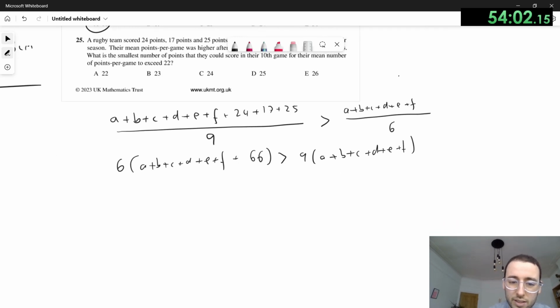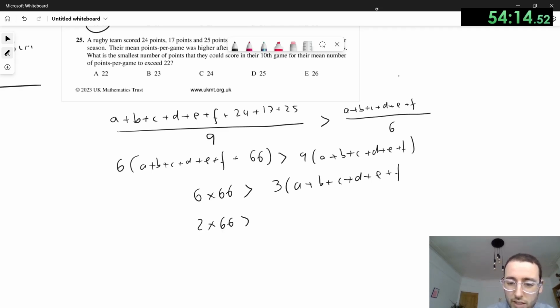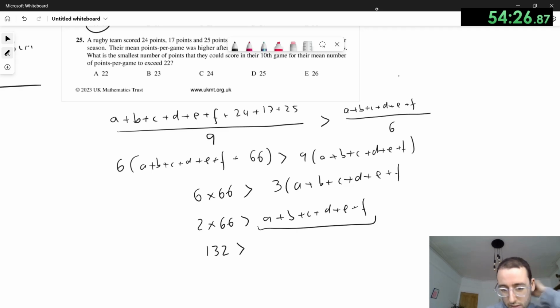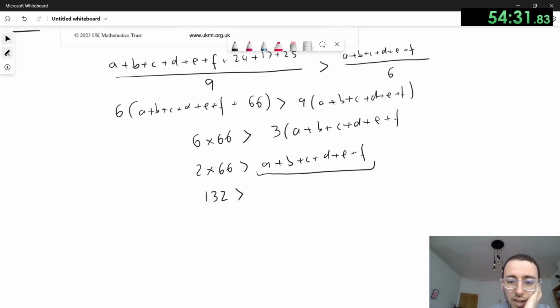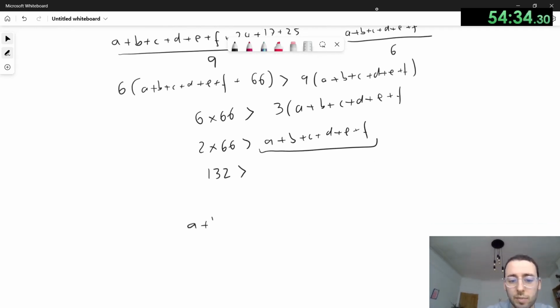Then if I subtract that, I've got 6 times 66 is bigger than 3 lots of A plus B plus C plus D plus F. And then divide by 3, I've got 2 times 66 is greater than A plus B plus C plus D plus F. So those first few digits, these are bigger than 132, the sum of those scores. How on earth does that help me? And then, okay, then what I want is A plus B. These are bigger than 132.